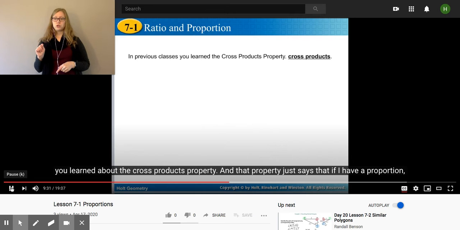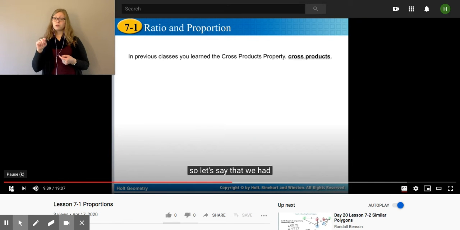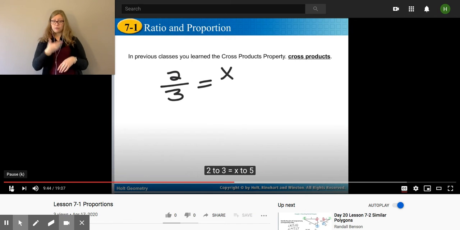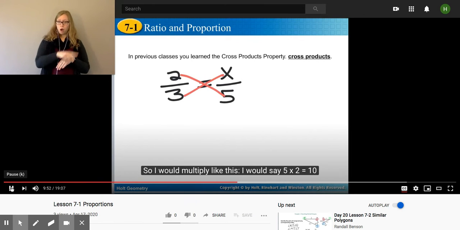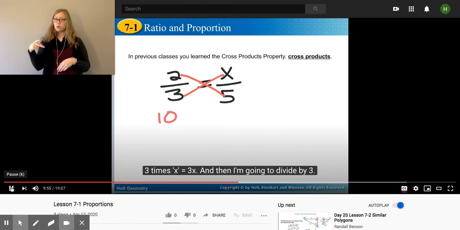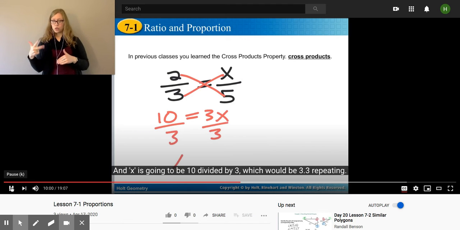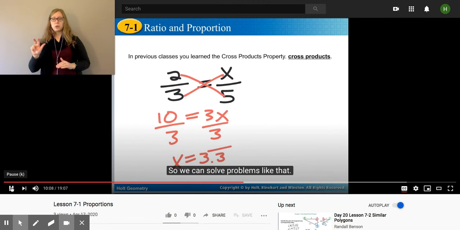So in previous classes, you learned about the cross products property. That property just says that if I have a proportion, so let's say we had 2 to 3 equals x to 5, and I wanted to solve that for x, I could use cross products. So I would multiply like this. I would say 5 times 2 is 10, 3 times x is 3x, and then I'm going to divide by 3, and x is going to be 10 divided by 3, which would be 3.3 repeating. Okay? So we can solve problems like that.